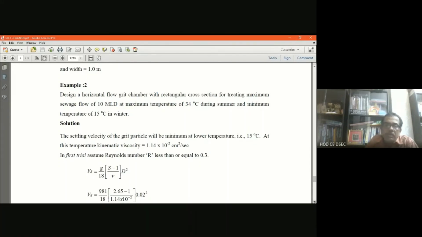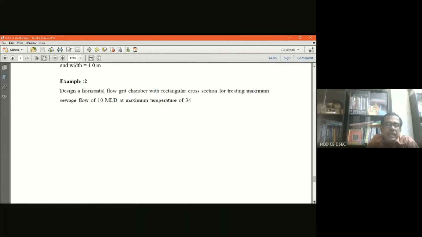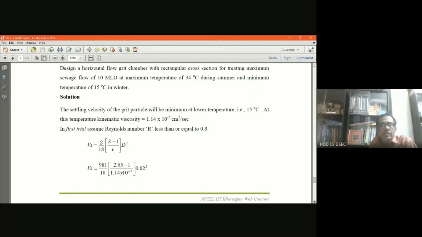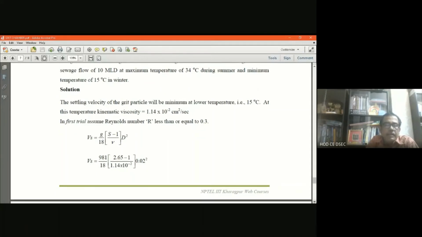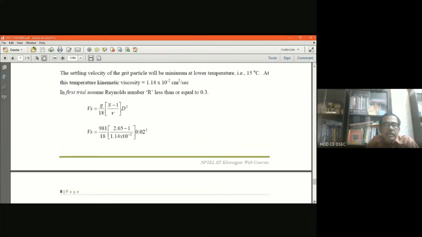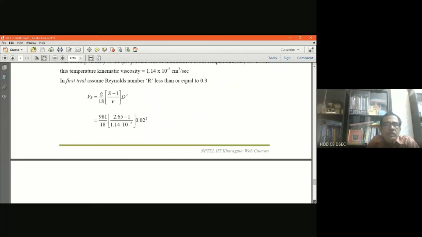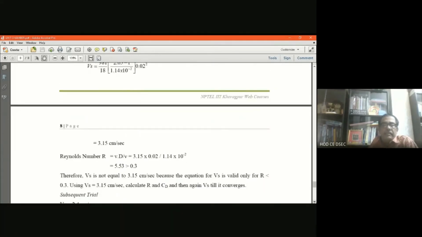And what is Stokes law? Stokes law is Vs equal to g by 18 into (S minus 1) by mu into d square. So the sand particle specific gravity is 2.65, mu we know corresponding to this 15 degrees centigrade temperature, and d square, the 20 millimeter particle that we have considered, we have found out 3.15 meter per second.